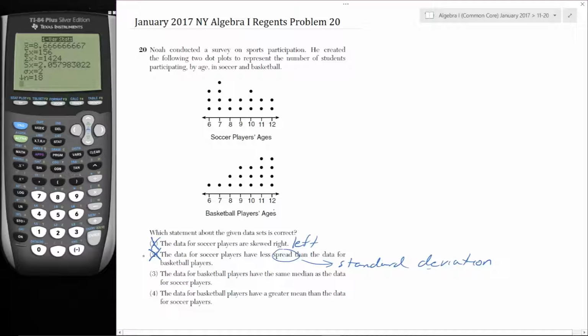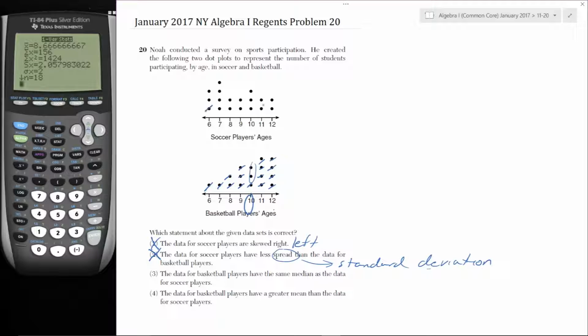Of course, again, if you don't believe that, then you can go ahead and calculate the standard deviation for the basketball players too. But that's not it. The third one: the data for the basketball players has the same median as the data for the soccer players. Now the median is the middle number in the data. I doubt that they have the same median because this peak is so much bigger. But you can calculate the median very quickly, or even where it should be, 6, 6, 7. So I'm crossing out one dot from the largest group and one dot from the lowest group. So the basketball players have a median of 10.